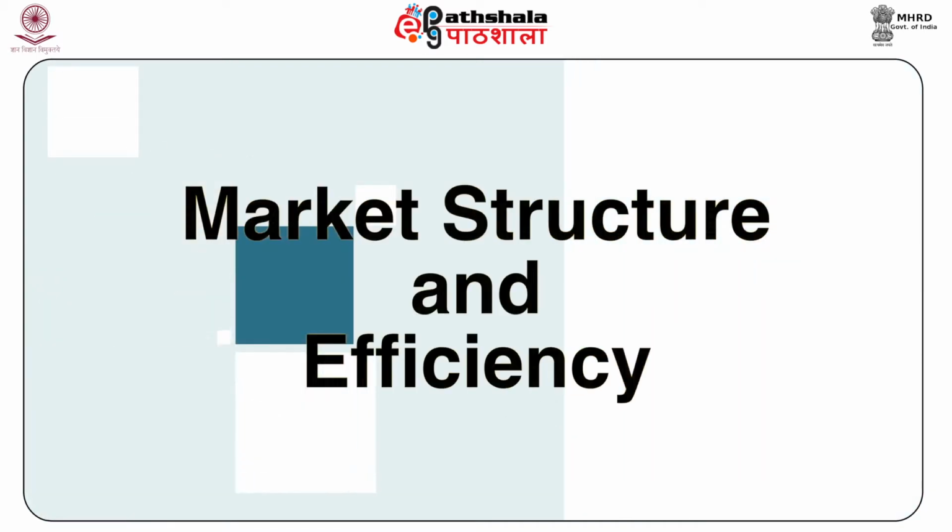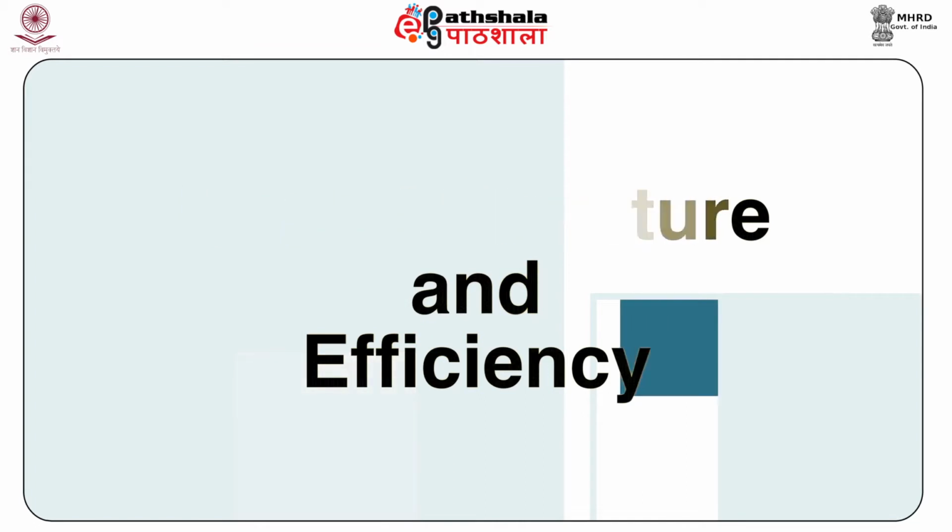Now let us discuss market structure and efficiency. After having discussed the various types of efficiency, we now evaluate the performance of firms under various market structures, with perfect competition, monopoly, etc., in terms of different types of efficiency.